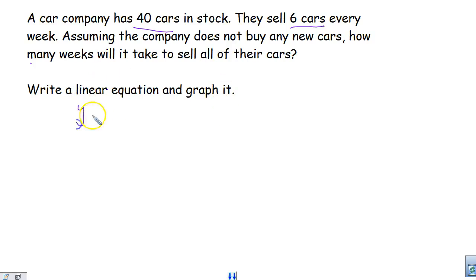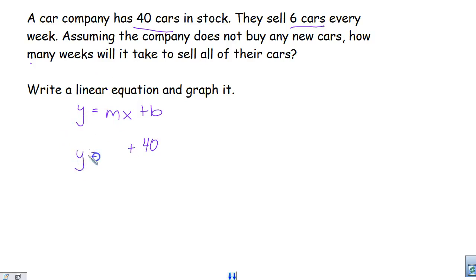So we are going to write y equals mx plus b. And our y-intercept is our starting value. So what's my starting amount? 40, right? So in place of b, I'm going to go ahead and write 40 because I'm starting with 40 vehicles. Your b is always your starting value, 40.